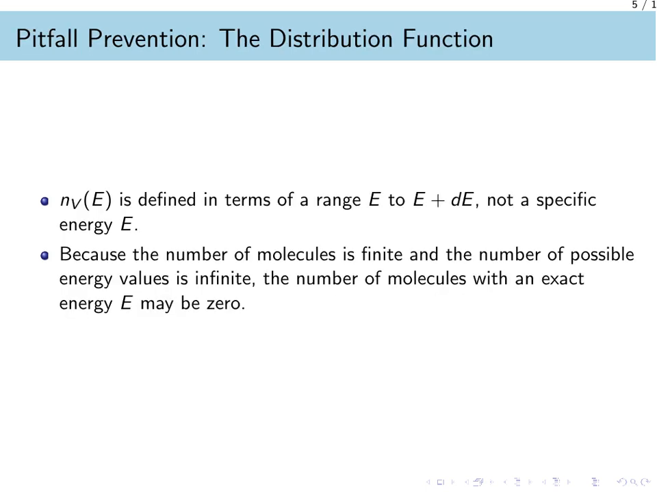A common pitfall is misunderstanding how the distribution function is applied. It is defined in terms of a range from E to E plus dE, not for a specific exact energy, E. This distinction is crucial because the number of molecules in any sample is finite, while the number of possible energy values is essentially infinite. Consequently, if you were to look for the number of molecules with one exact, precise energy value, that number may actually be zero. We must always consider a small interval or range of energies when using these functions.